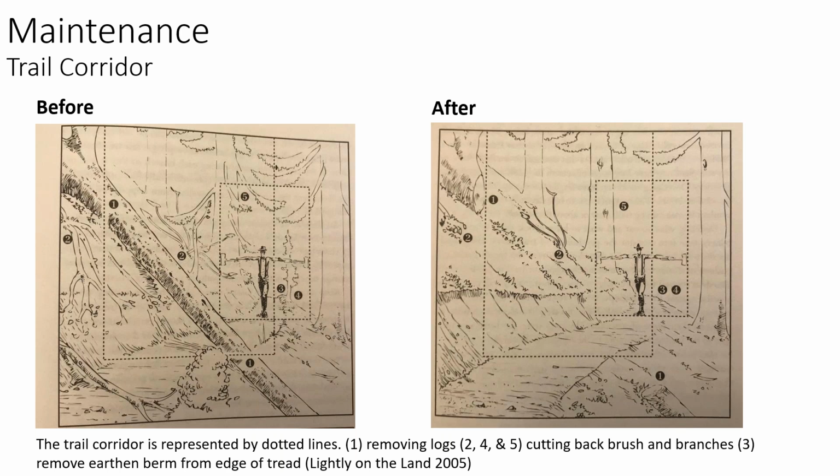If people are getting hit in the face with brush and branches from the uphill side of a trail, they might actually sort of pull the tread downhill as they try to avoid it. So it's really important to do all of this maintenance regularly, because subtle things happen over time that might not be apparent.